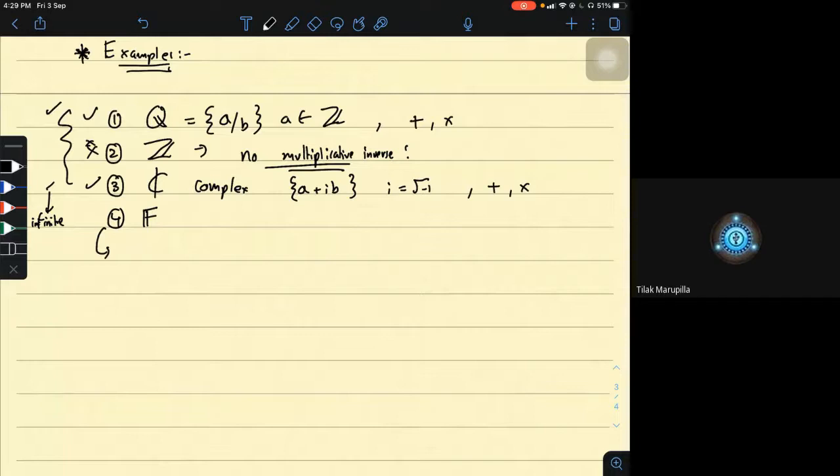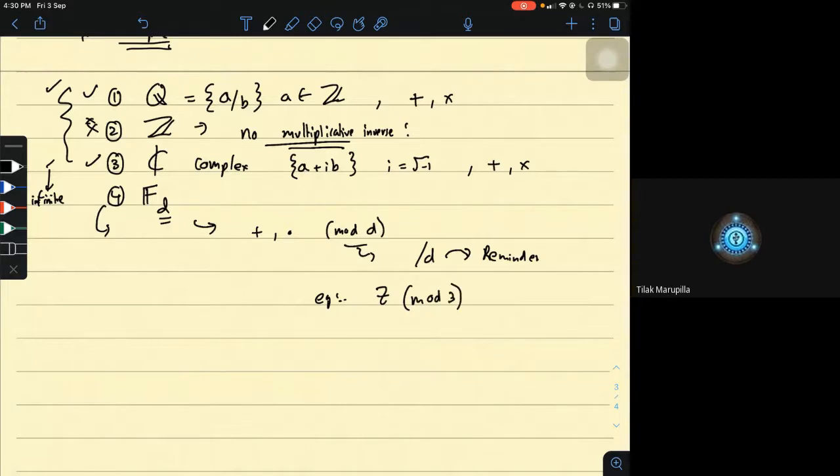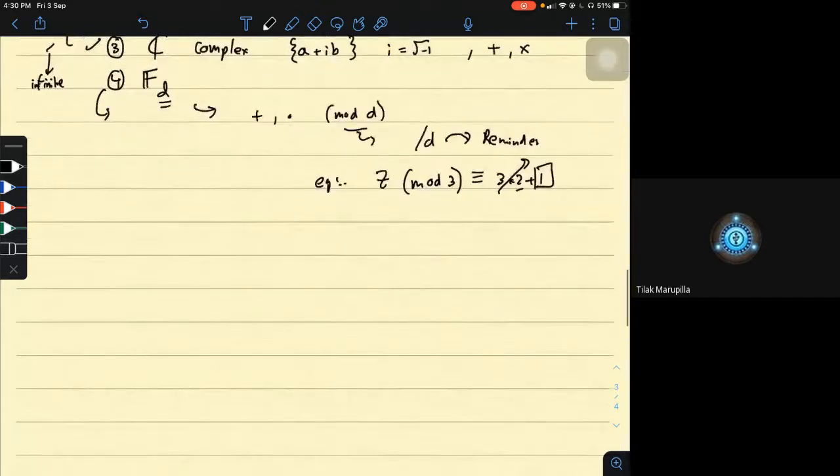But we can also have finite fields where the number of elements is finite and given by a number d. One possible example is when you add and multiply modulo d. By modulo, I mean I divide by d and I take out the remainder. So for example, if I write 7 mod 3, 7 is 3 into 2 plus 1. So 2 is my quotient, 1 is my remainder. So 1 will be the element.